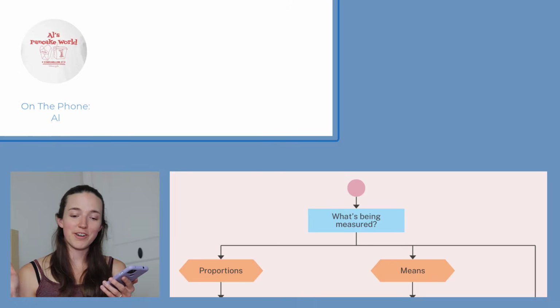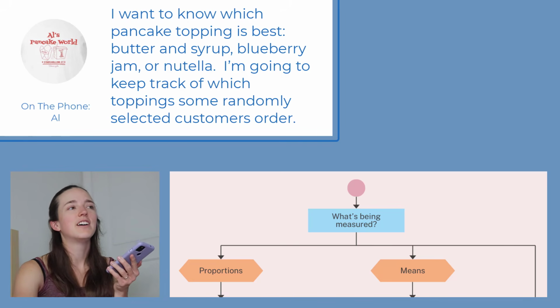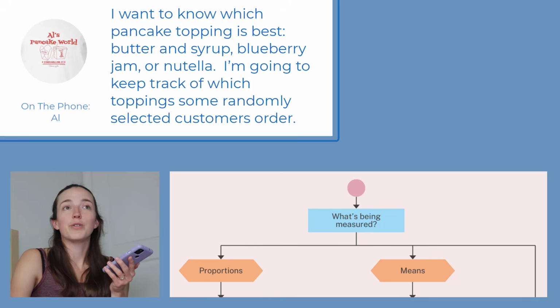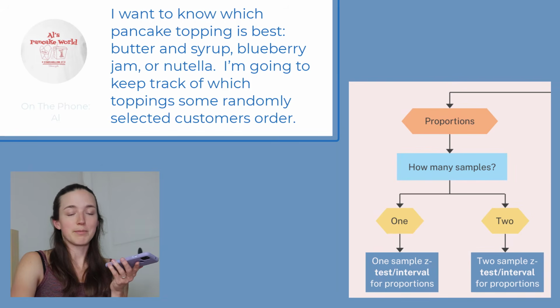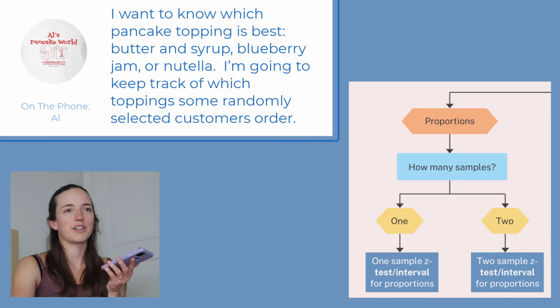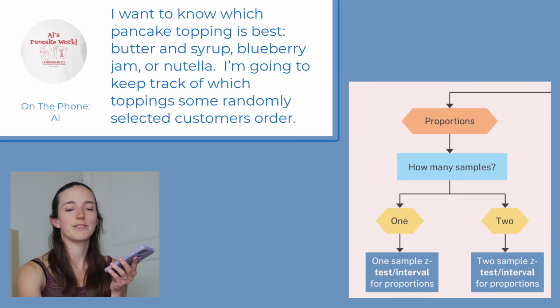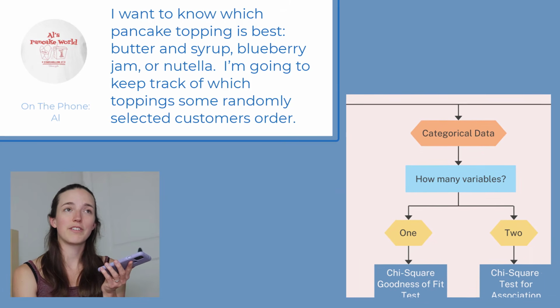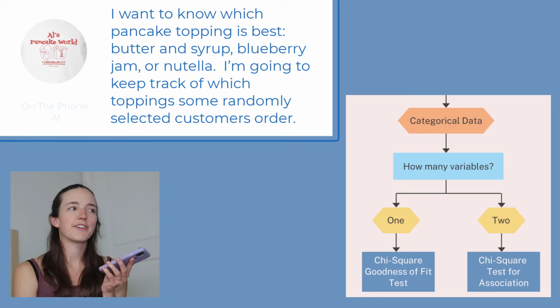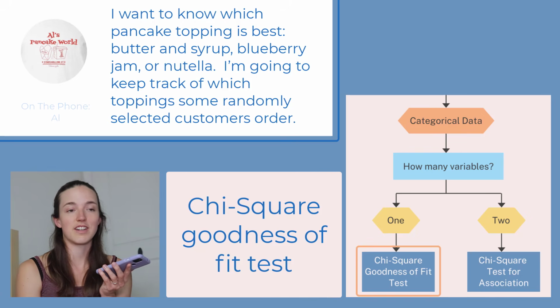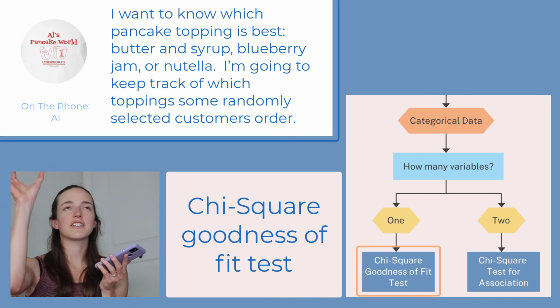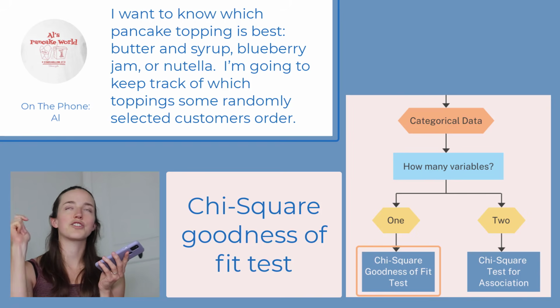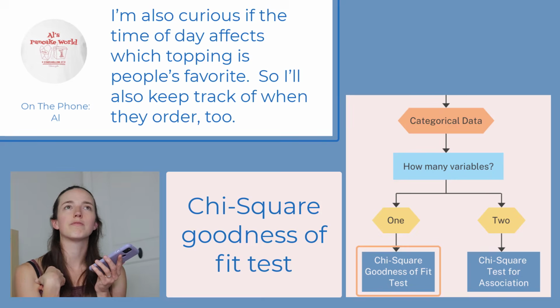Inference hotline, what's your scenario? Oh, hi, Al. Oh, interesting. Okay, I was going to say this was about proportions, but then you kept listing toppings. If you had only said what proportion of people prefer butter and syrup, this would be about proportions. But because you listed multiple things that people could pick, this is a categorical variable. It sounds to me like you're going to be doing a chi-squared goodness of fit test. I'm envisioning a table with just the 3 different toppings and then just the counts next to each one.